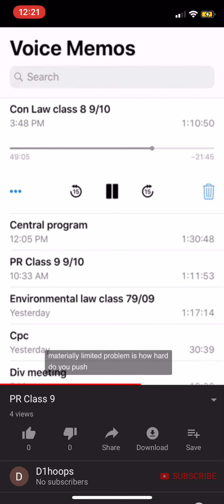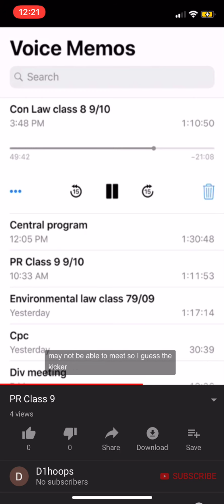The materially limited problem is how hard do you push for either client? Do we push harder for Dory because we know the bus company has a lot of money, and then how do we hide that from Kevin if he's our client, and we're actually going against Dory? So there are problems for both directly adverse and materially limited, as well as the standard of diligence that we might not be able to meet.